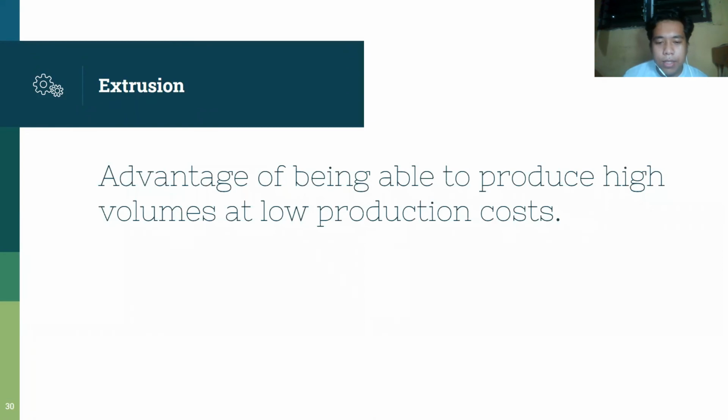Extrusion manufacturing has the advantage of being able to produce products in high volumes at a lower production cost. Some of the common rubber products produced from extrusion include profiles, cords, tubings, and gaskets.